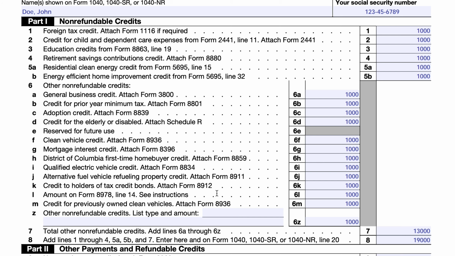Mortgage interest credit, line 6G. So if you received a mortgage credit certificate from either a state or a local government, then you would be able to deduct the mortgage interest related to that credit, and that would be on IRS Form 8396.